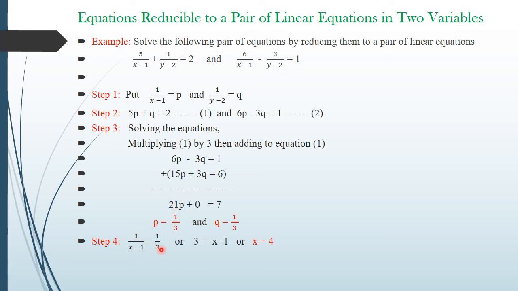I will do cross multiplication here, 3 will go up and x minus 1 will come here. Therefore 3 is equal to x minus 1. Now when I solve this, I get the x value as 4. Similarly, I will equate 1 upon y minus 2 equal to q, but the q value is 1 by 3 here. Therefore when I substitute all the values and do cross multiplication, 1 into 3 is 3 and y minus 2 into 1 is y minus 2. Therefore I get 3 equal to y minus 2, or y equal to 5.